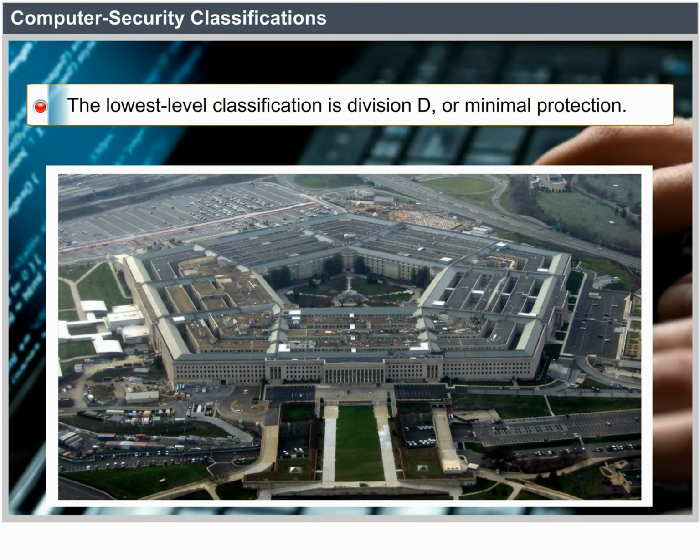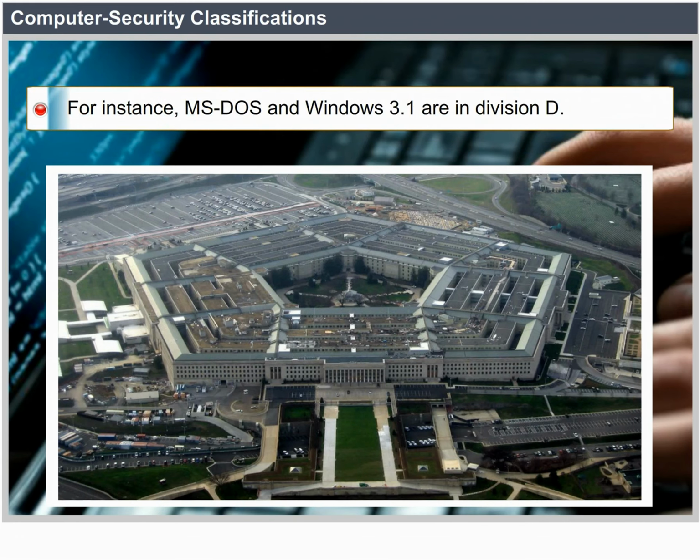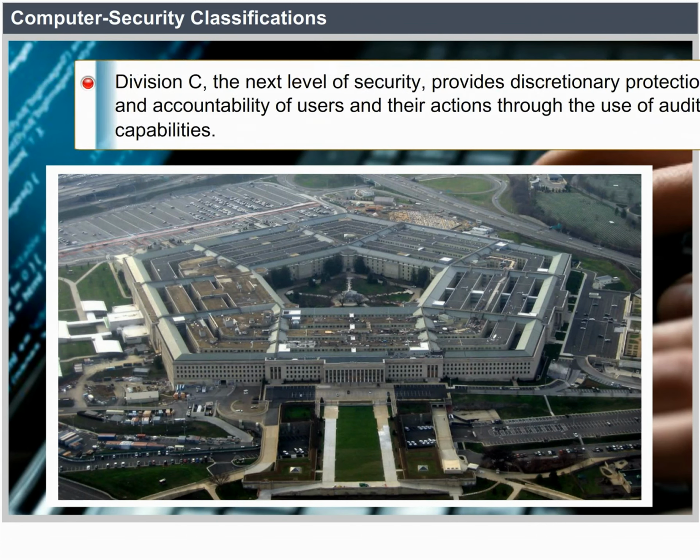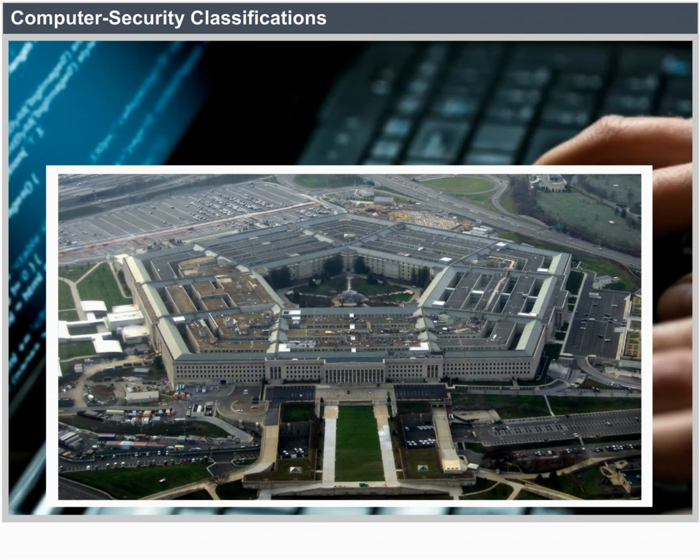Division D includes only one class and is used for systems that have failed to meet the requirements of any of the other security classes. For instance, MS-DOS and Windows 3.1 are in Division D. Division C, the next level of security, provides discretionary protection and accountability of users and their actions through the use of audit capabilities. Division C has 2 levels, C1 and C2.